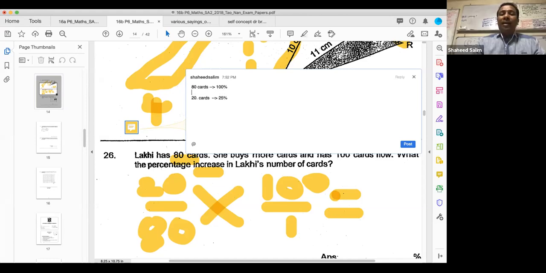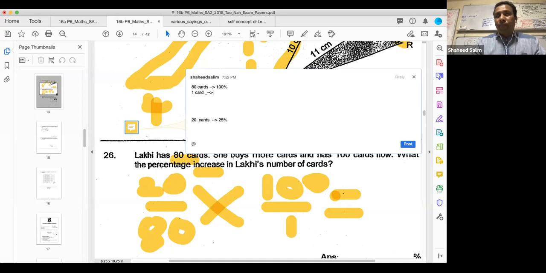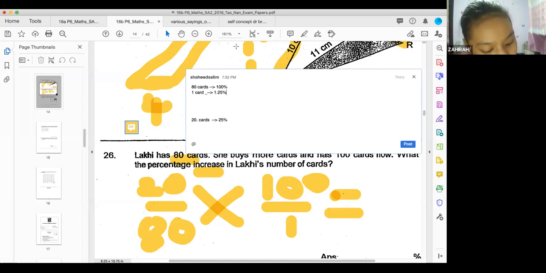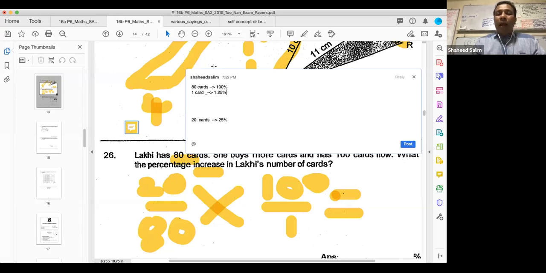Or you can do what I think Shafika did. Shafika went to find what is one card. So she took 100 divided by 80. Is that how you did it, Shafika? So how much do you get? 1.25, I think. Right? You find 1%. Okay, all right. But I find one card. 100 divided by 80. Then after that, you find what is 20 cards. You times by 20. 1.25 times 20, you can get 25%. So there are two ways of doing this.